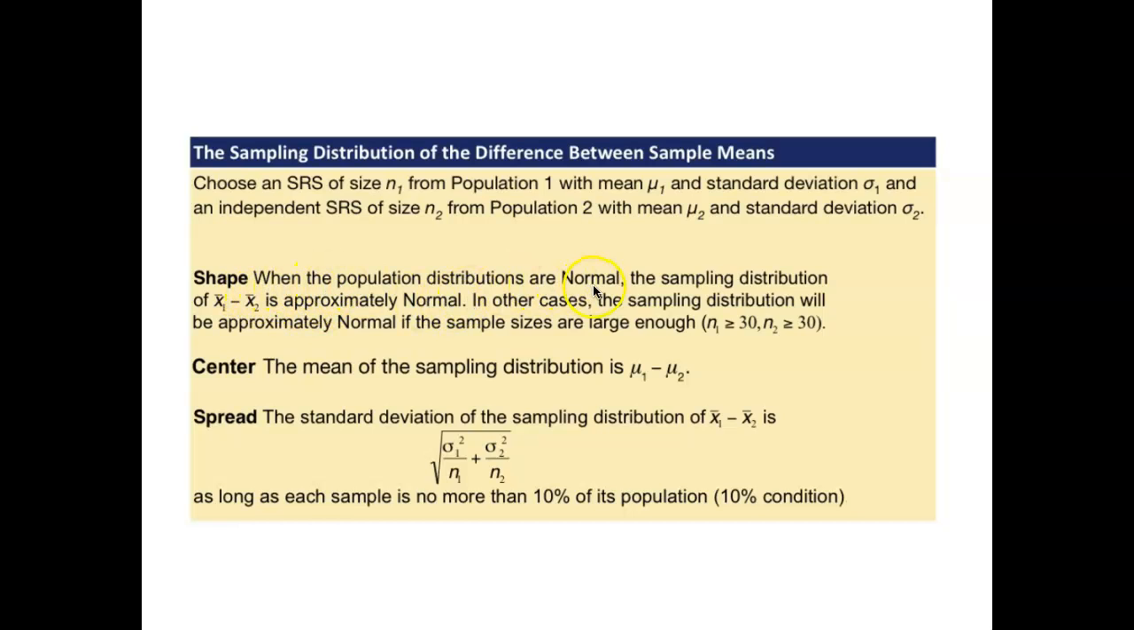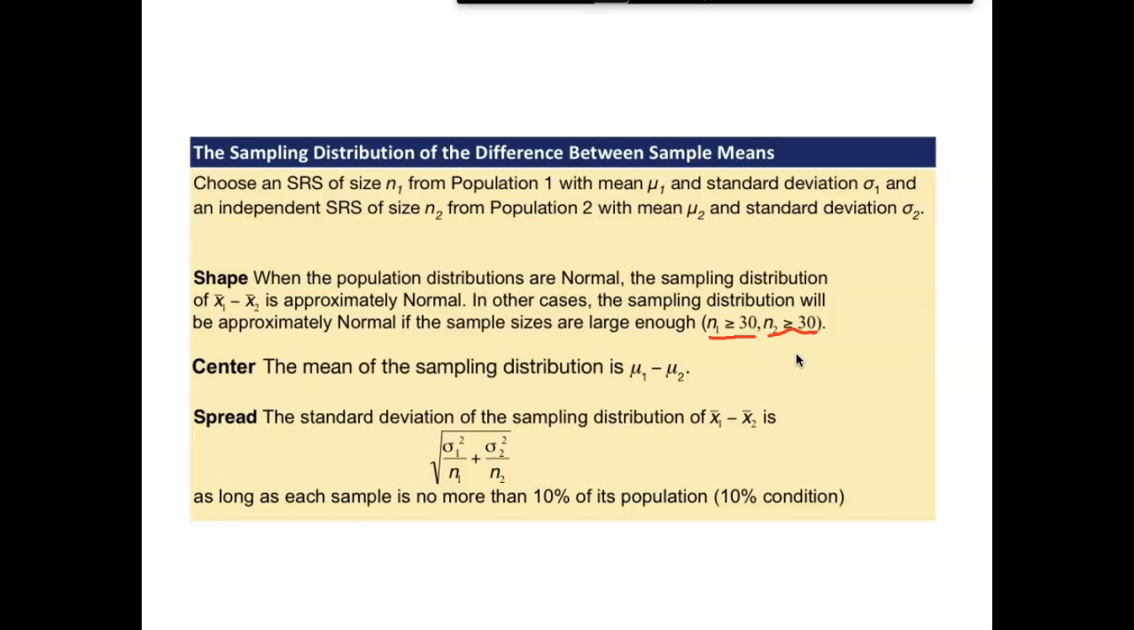If both population distributions are normal, the sampling distribution of x bar 1 minus x bar 2 will also be approximately normal. In other cases, when the original populations are not normal, you can assume that the distribution of sample differences will be normal as long as both sample sizes are greater than 30. So you just need to check again that both large counts conditions are satisfied on both samples.